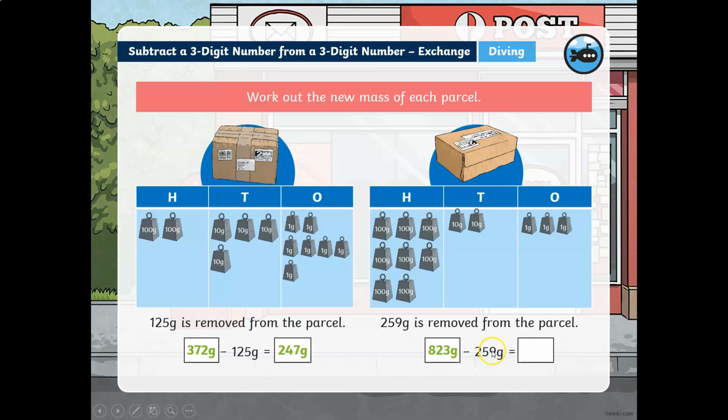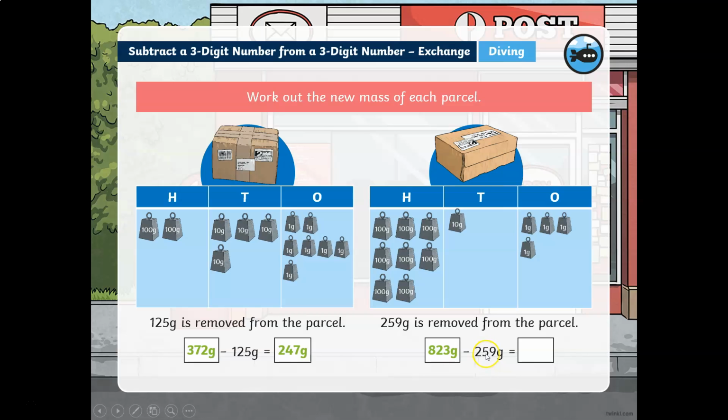Again, we start with the ones column. Can we take 9 from 3? No. So we're going to take 10 of these and bring them over here, which will give us 13. Now, can we take 9 from 13? Sure. And now we have 4.